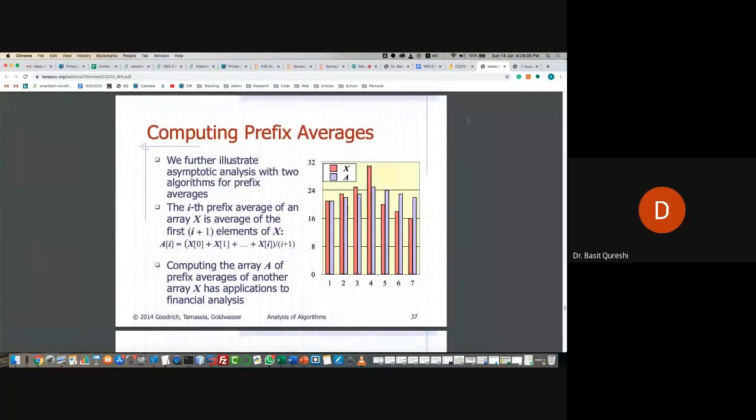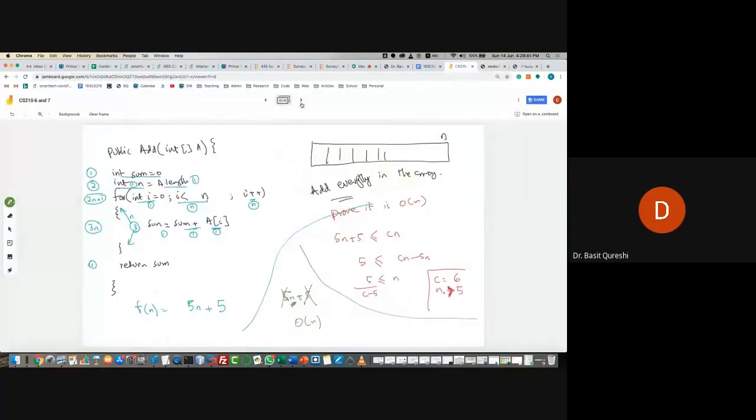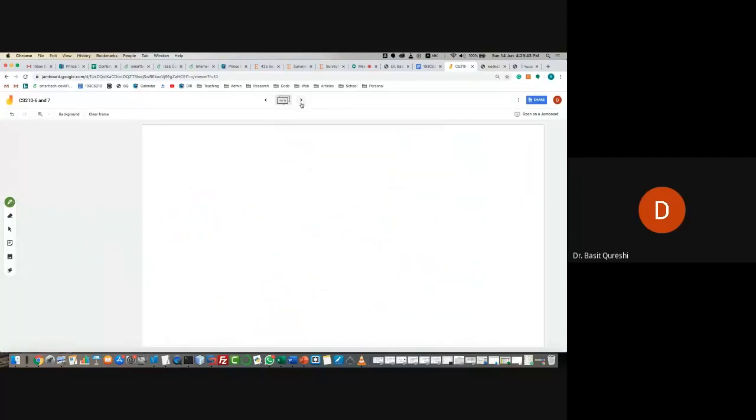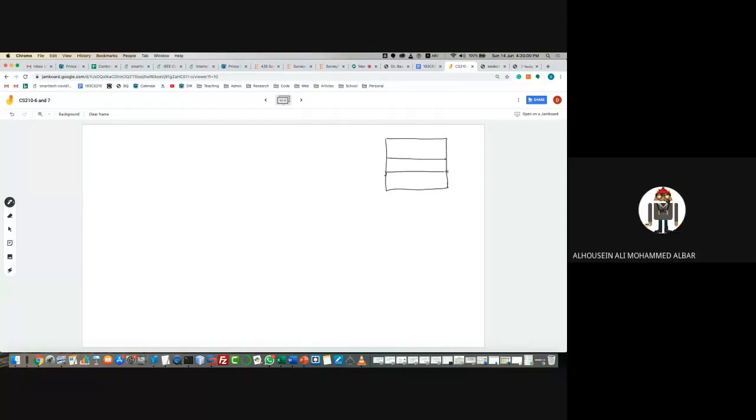Now, here's another problem. We have a 2-dimensional array like this, so you do 2 for loops. And we'd like to add everything in this array. This is array A, 0, 1. Let's say this is size n. We cannot draw n because n could be a large number, so this is just n squared, basically.